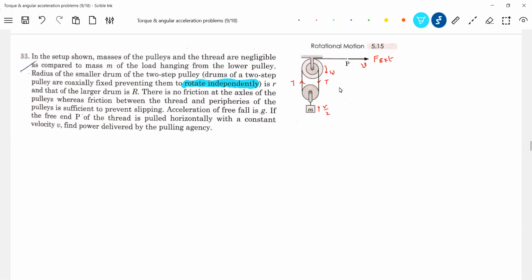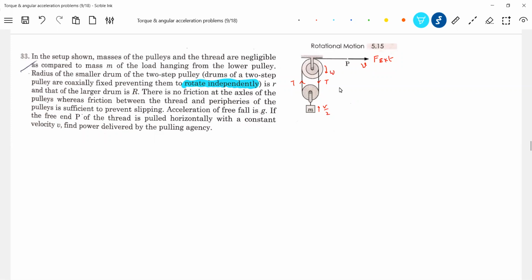Find the power delivered by the drum. The two drums are coaxially fixed, preventing them from rotating independently. Will they rotate independently or will they not rotate? They will not rotate. So that's why the omega I'm showing is the same for the total. Now, what is the velocity of the block? It should be v by 2.